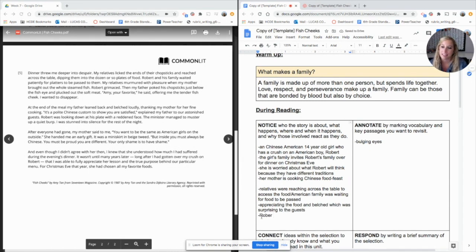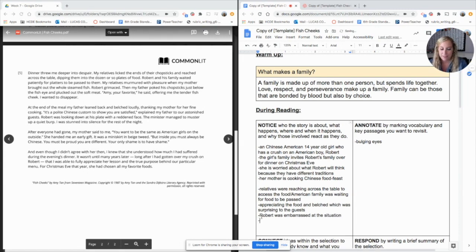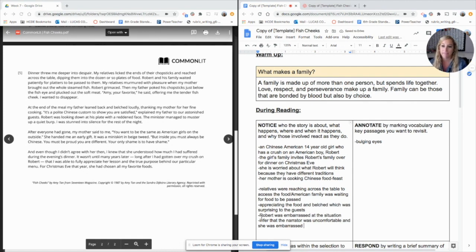If we look at the 6th paragraph, we see that Robert was looking down at his plate with a reddened face, and he was kind of embarrassed at the situation. And we can infer that the narrator was uncomfortable, and we can even say she was embarrassed as well, because we see in the last line of the 5th paragraph that she wanted to disappear. So some places that we may want to revisit are paragraph 5 and paragraph 7.